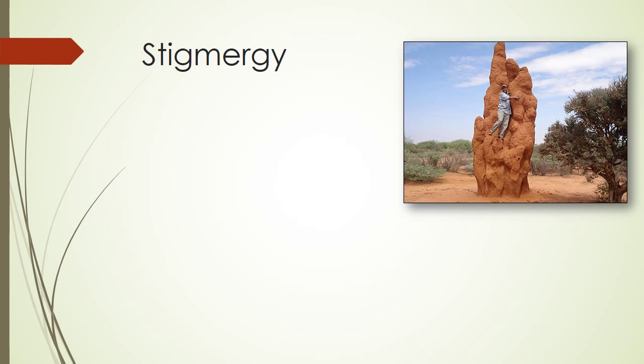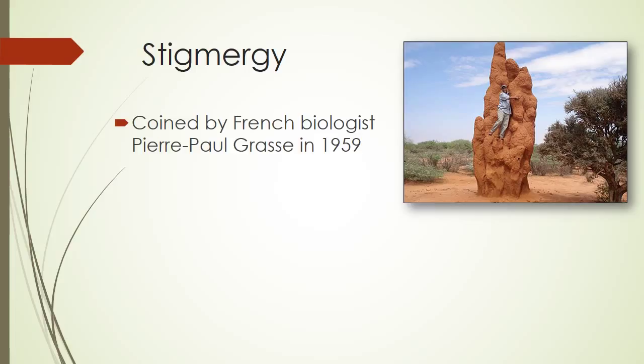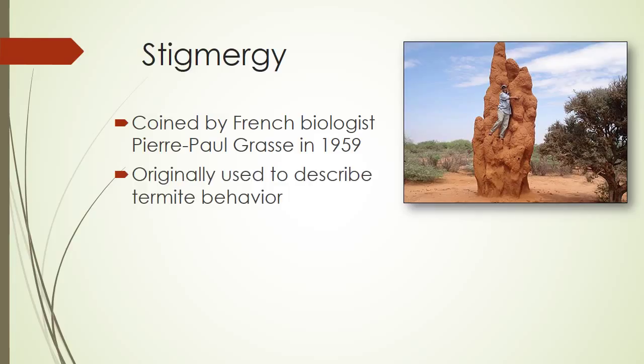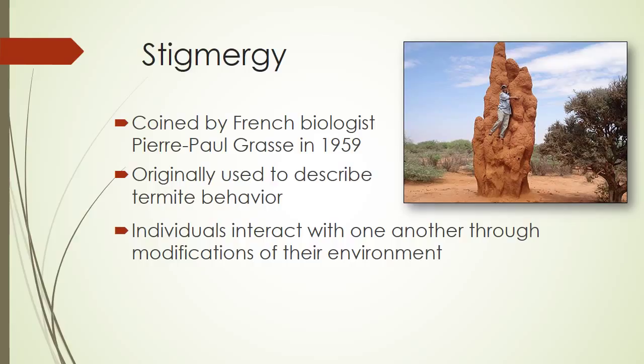The key to this impressive behavior is Stigmergy. This is a term that was coined by a French biologist by the name of Pierre-Paul Grassé in 1959, and he originally used it to describe termite behavior. You can see a termite mound on the right side of the screen. Termite mounds in Africa and tropical climates can grow up to 30 feet tall. And the individuals, or termites, that build this one only interact with each other through modifications of their environment.